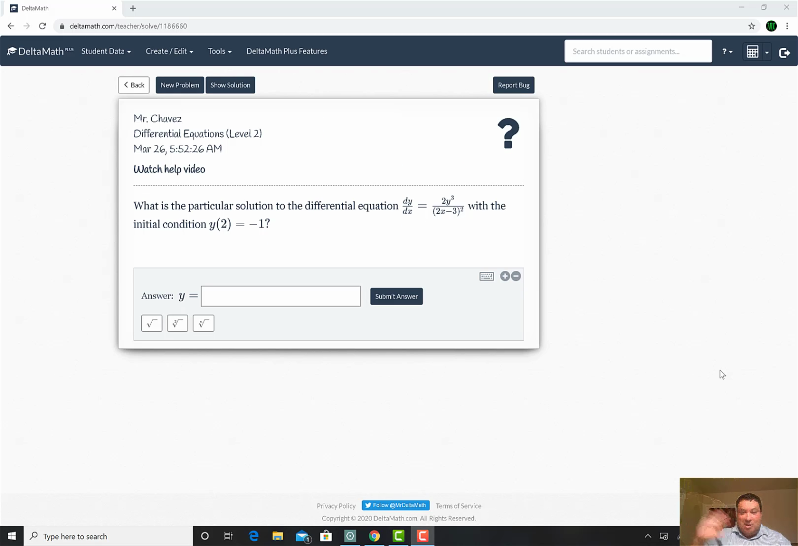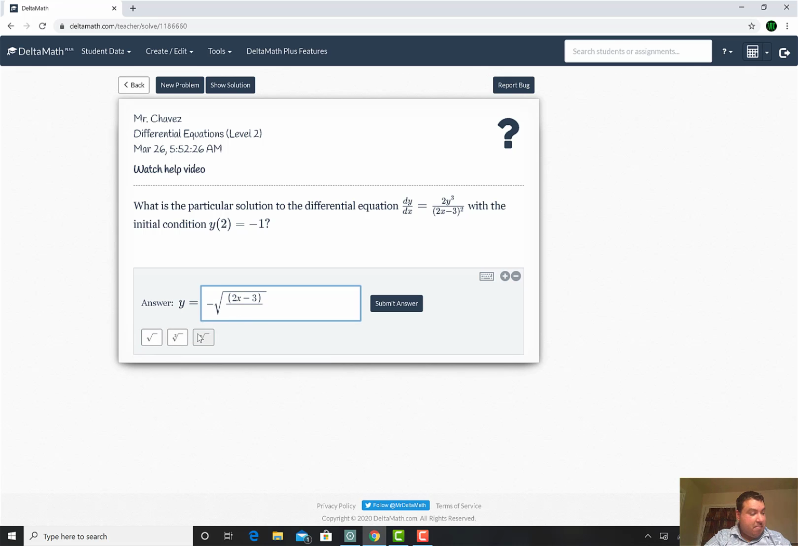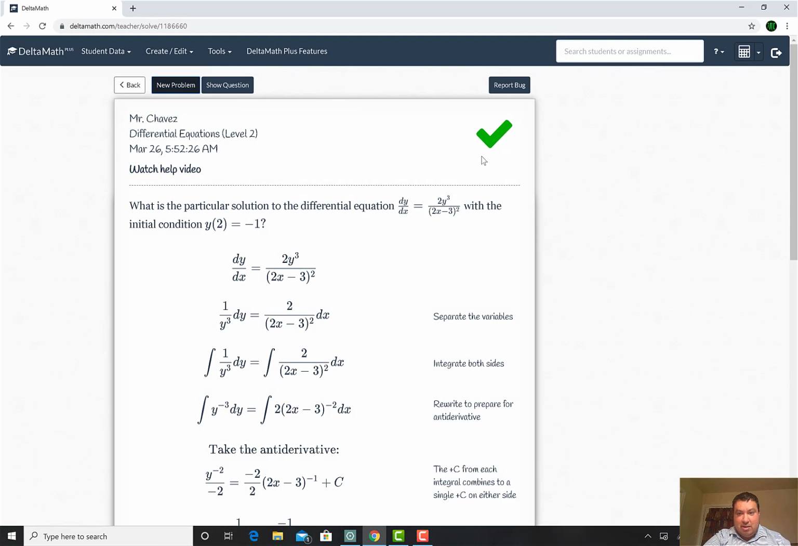Hey guys, so here we go. Last question here. So let's see what we got. So here it is. Fresh problem. Negative square root, and then what do we type? 2x minus 3. That's in the numerator. 2x minus 3, all divided by negative 2x plus 5. It looks like everything's good to go. Submit answer. Yes. And there it is, guys.